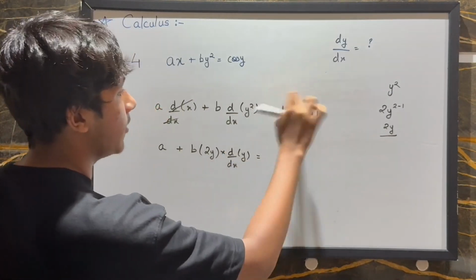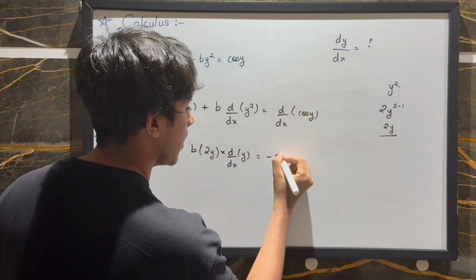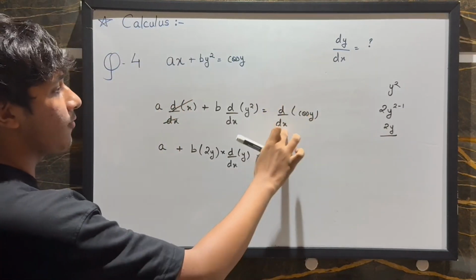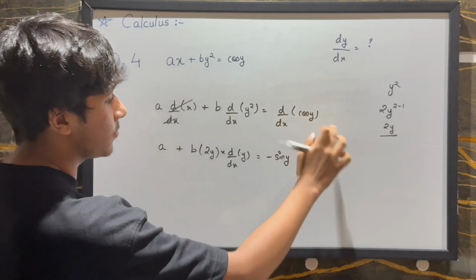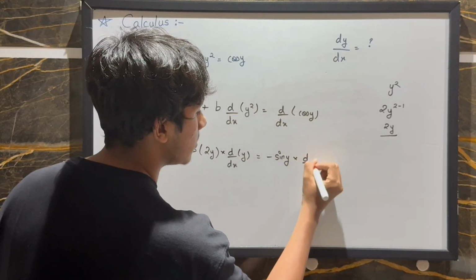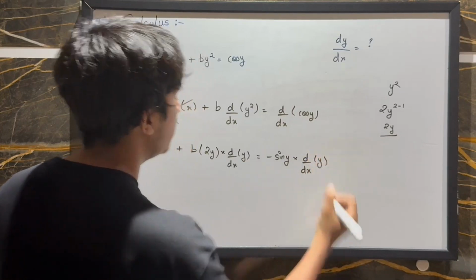And if we solve this side, differentiation of cos y is minus sin y. And here once again we are differentiating with respect to x, but the function is with respect to y. So we'll apply chain rule, which is d by dx of y, which would be dy by dx.